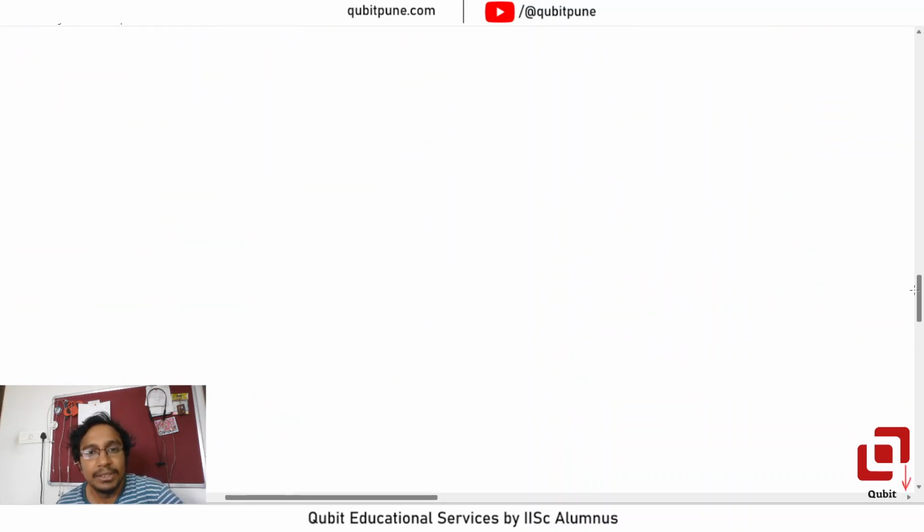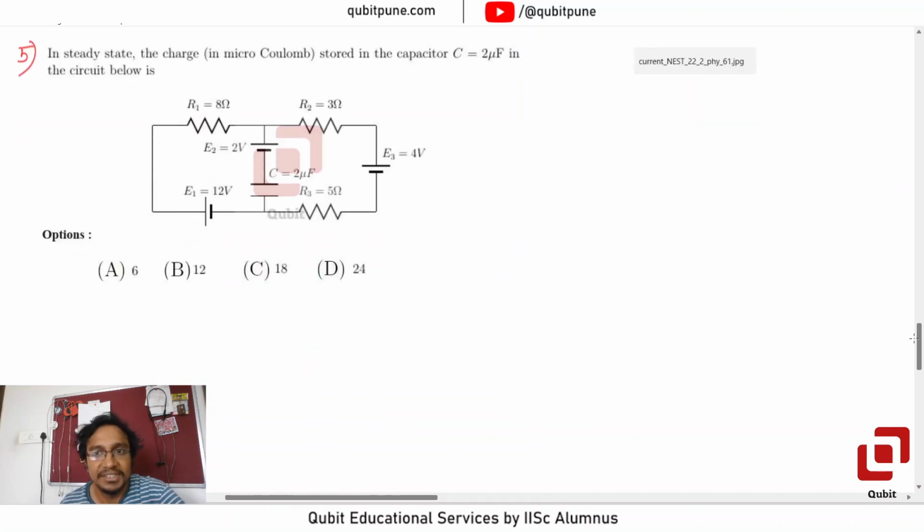Alright, one more on current electricity, this time from NEST 2022 second shift. In steady state, the charge in microcoulomb stored in the capacitor C equal to 2 microfarad in the circuit below is 6, 12, 18, 24. Want to try? Yes, sir. Yes, try. I'll give you 5 minutes or 4 minutes.